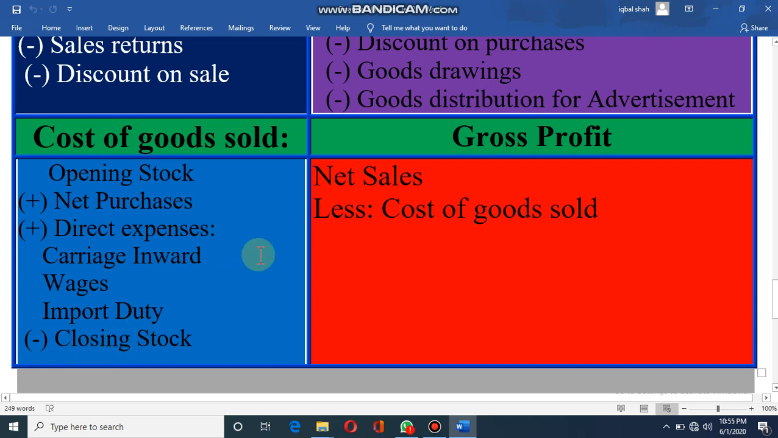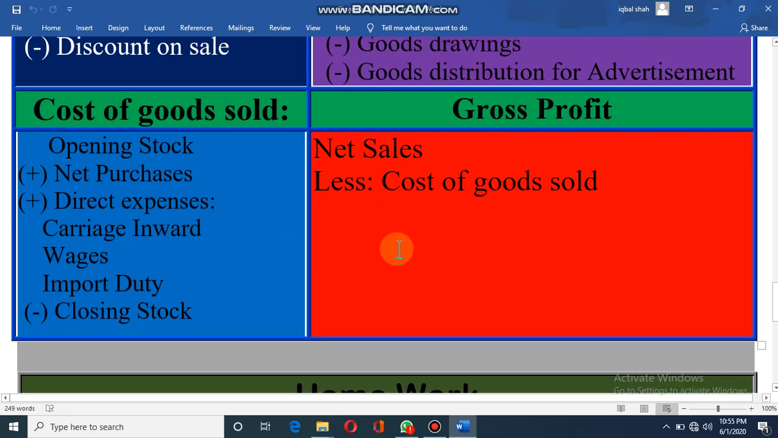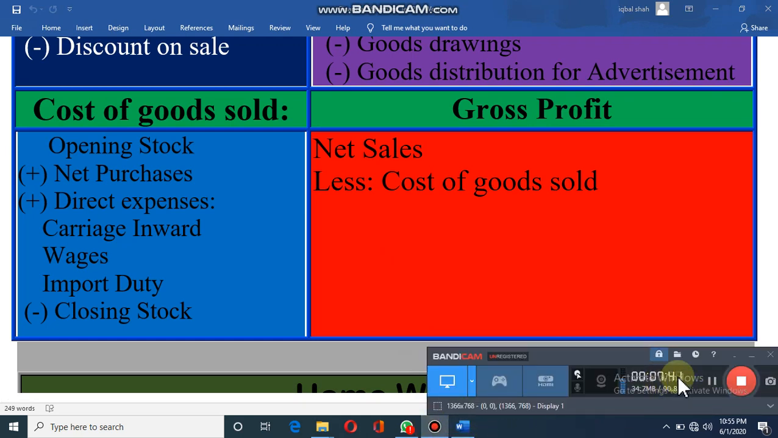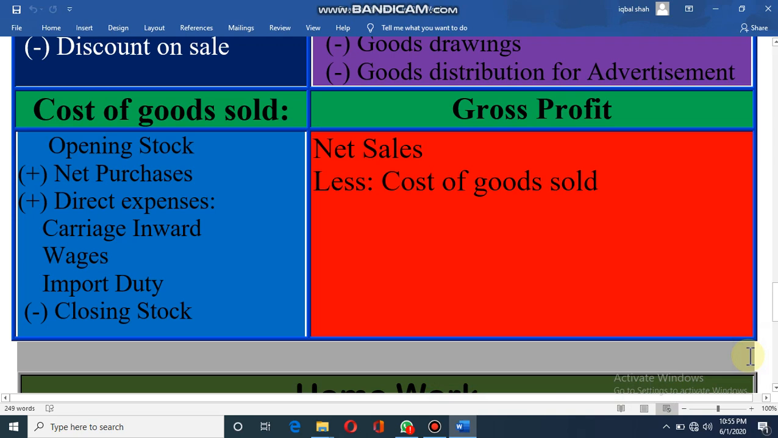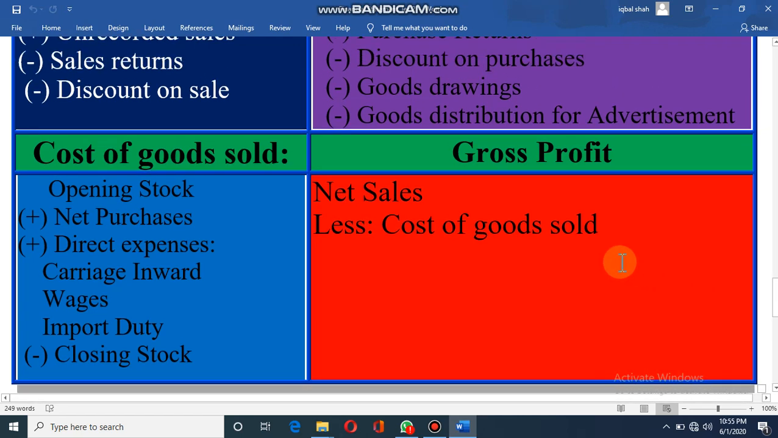Dear student, now gross profit. How you will find out gross profit? Dear student, last class you have learned gross profit for merchandising business is net sales less cost of goods sold equals to gross profit. Net sales minus cost of goods sold equals to gross profit. Dear student, I hope you understand how you can find out gross profit.